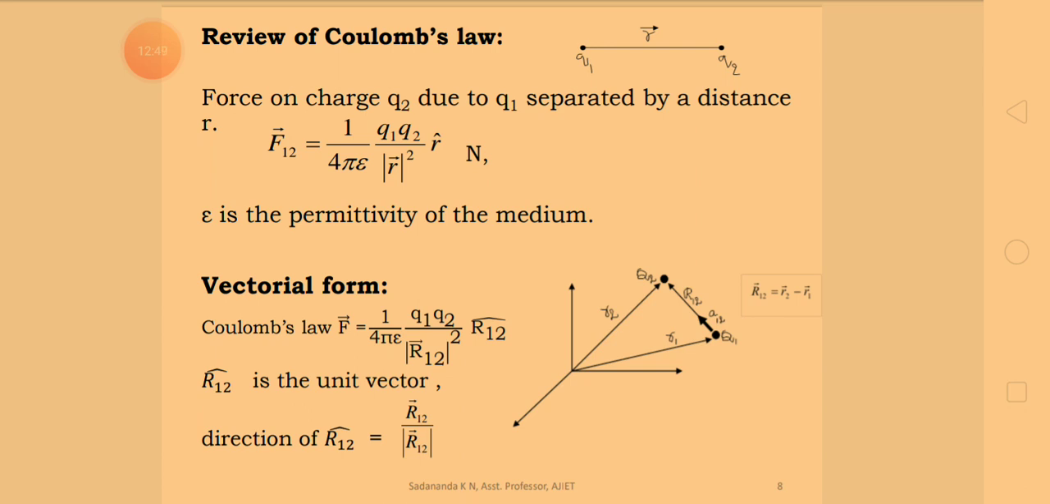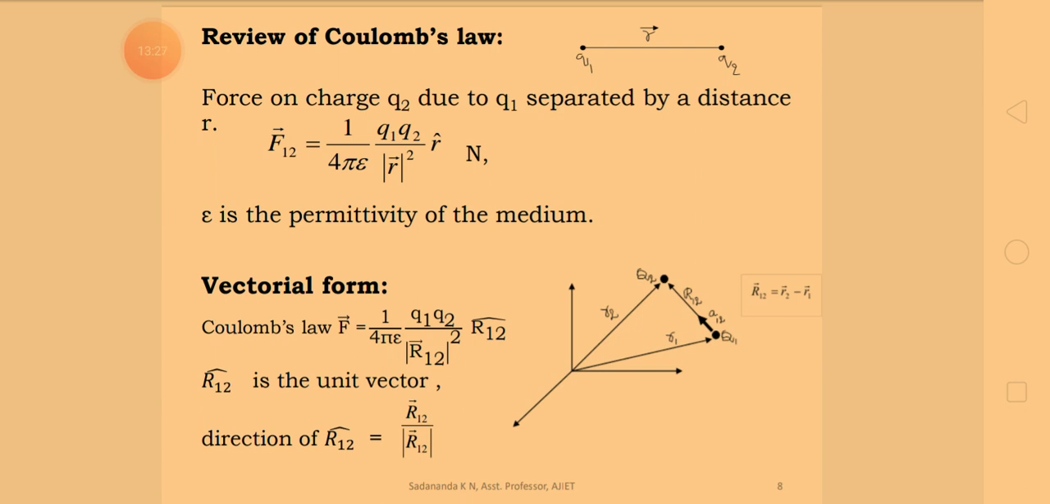So the equation for Coulomb's law, the force on charge Q2 due to Q1 separated by distance r, is vector F12, that is equal to 1 by 4 pi epsilon into Q1 into Q2 by r square into r cap, where r cap represents the direction and the unit of the force is Newton, where epsilon is the permittivity of the medium.